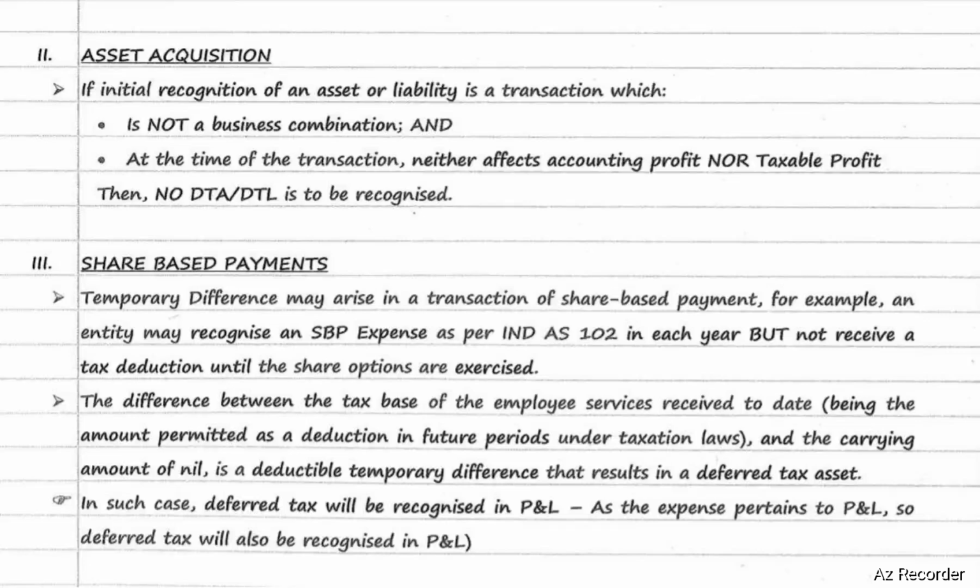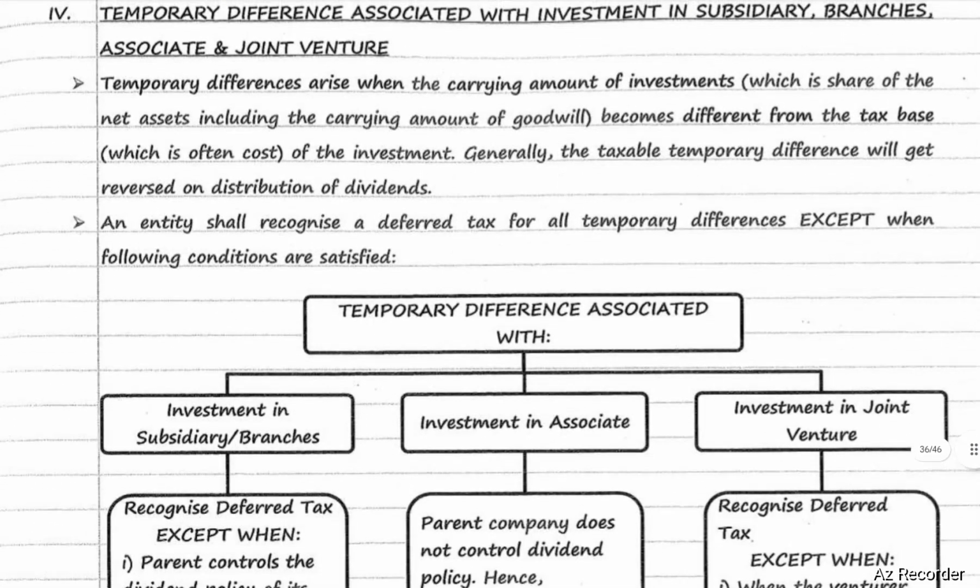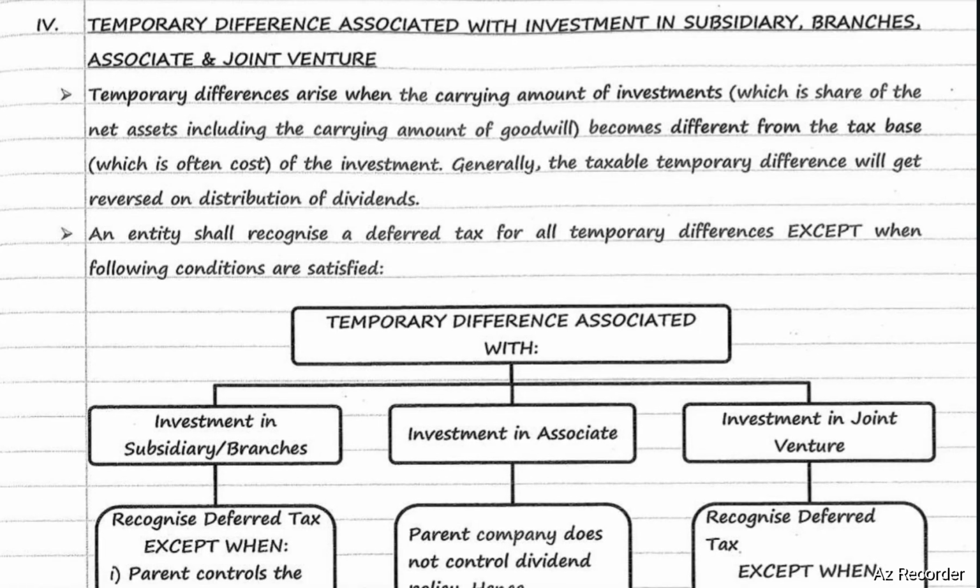Next, temporary differences associated with investments in subsidiaries, branches, associates, and joint ventures. Temporary differences arise when the carrying amount of the investment, which is the share of the net assets including the carrying amount of goodwill, becomes different from the tax base, which is often the cost of the investment. Generally, the taxable temporary difference will get reversed on distribution of dividend. An entity shall recognize deferred tax for all temporary differences, except when the following conditions are satisfied.